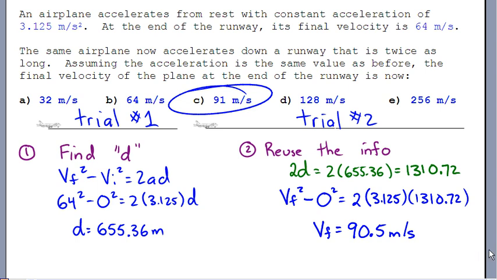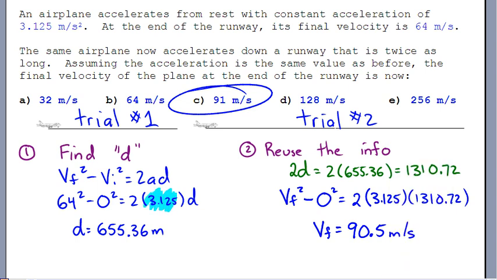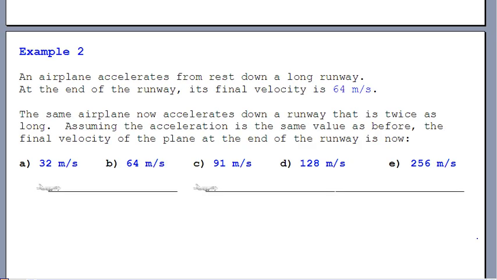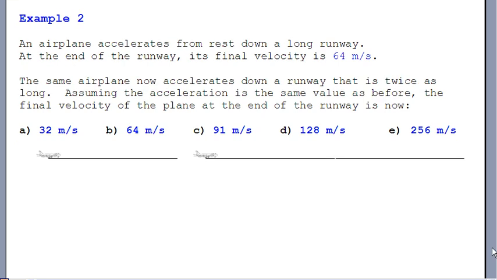Well, in any case, I don't like this method because we needed to know that the acceleration for this thing was 3.125. What if they didn't tell you that? You wouldn't have been able to find the displacement so that you could double it, so that you could reuse the information. And that's what's going on now in example 2. It is the exact same story. Let's be honest, it has the same answer, 91 meters per second. But how can we go about finding that answer if they don't actually tell us the acceleration?